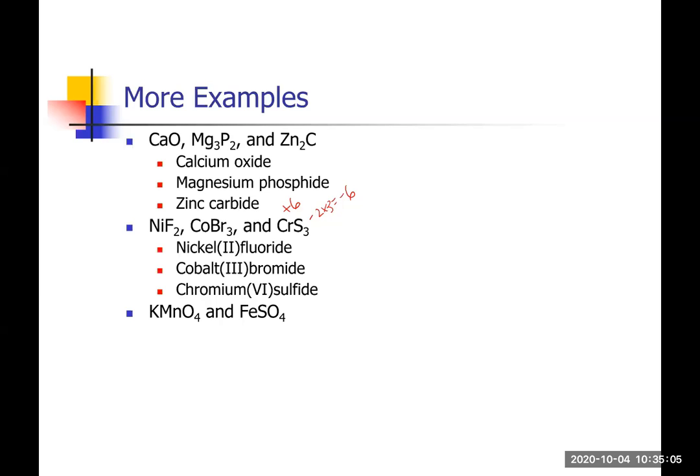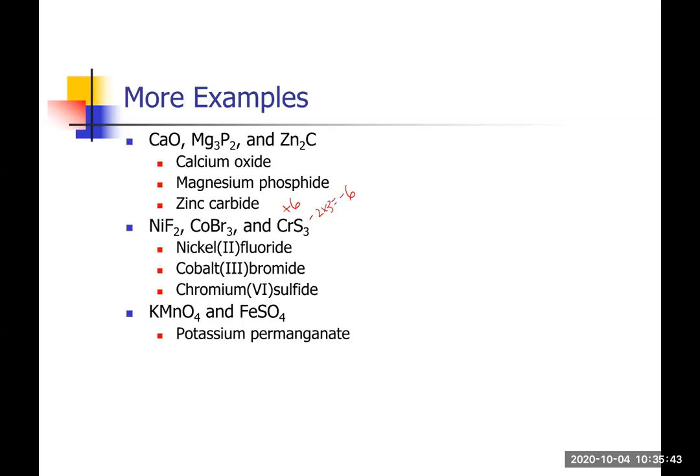Here we have KMnO4 and FeSO4. And so potassium, as you know, is representative. Iron is transitional. We need to know the polyatomic ion in both cases here. This is permanganate, MnO4, and we know that MnO4 has a -1 charge. Potassium has the +1 charge, but because potassium isn't transitional, we don't have to show its charge. We say the full name of the least electronegative element, which is potassium, and then we say the full name of the polyatomic ion. So that is potassium permanganate.